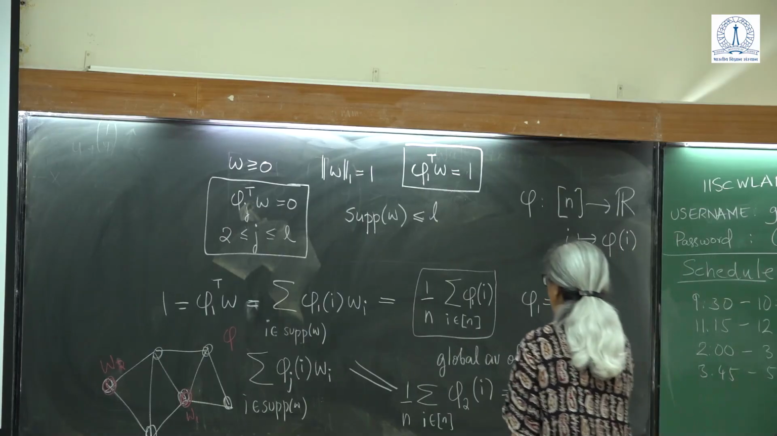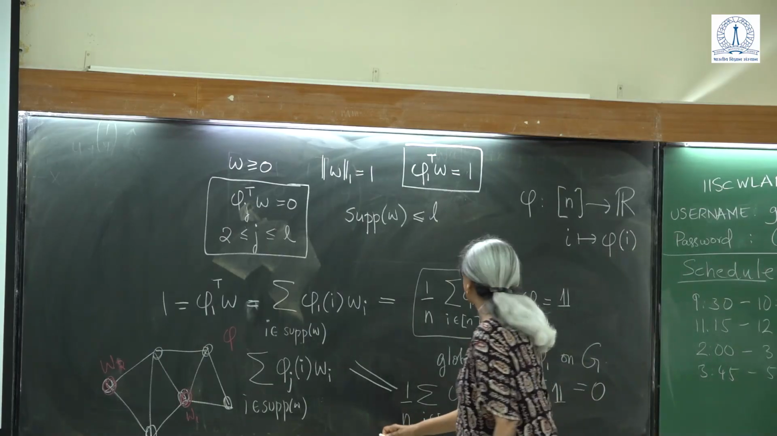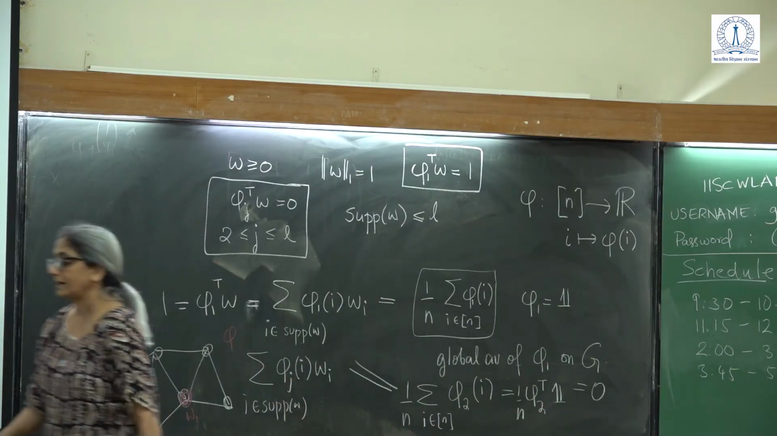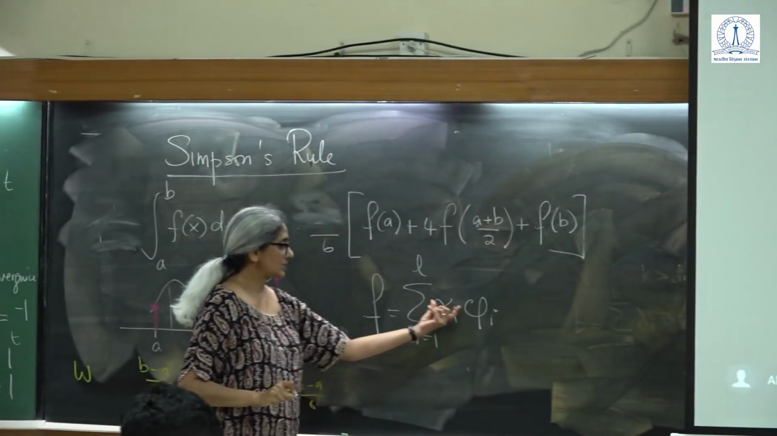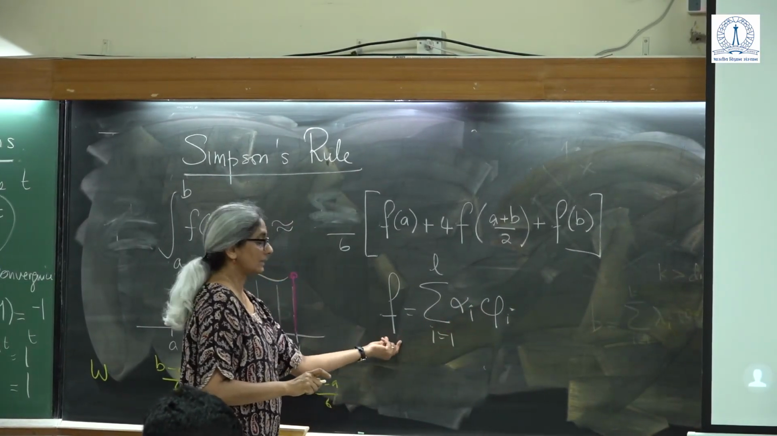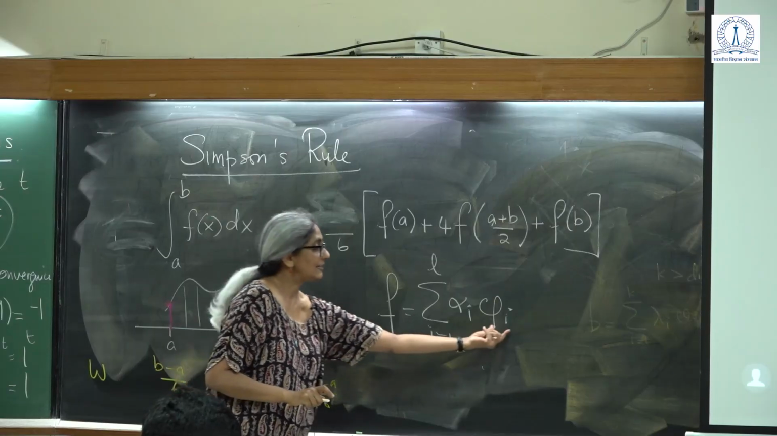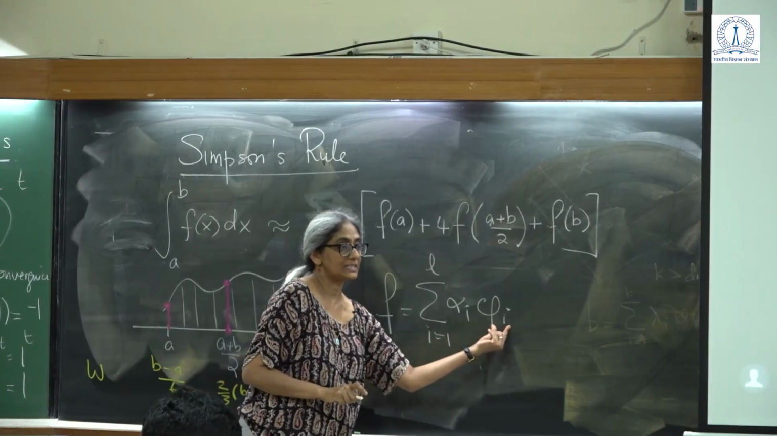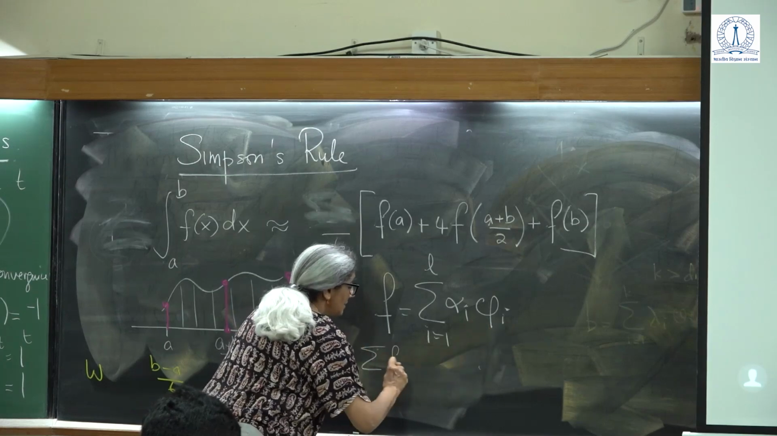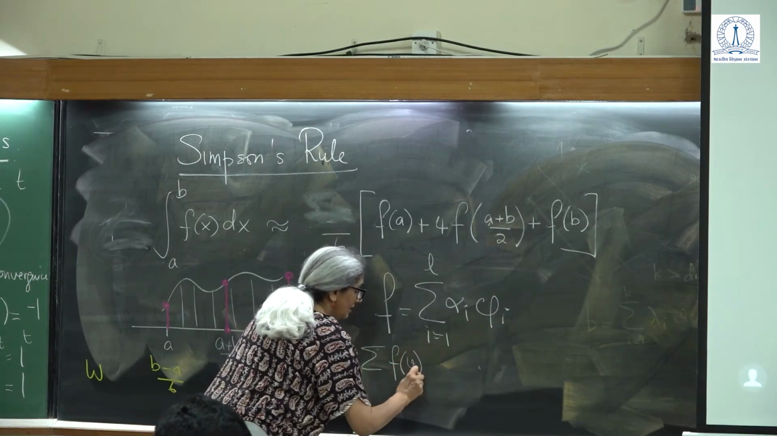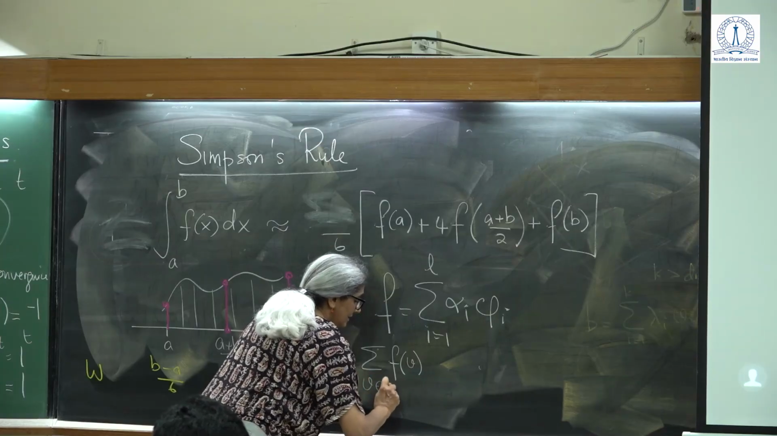What I'm trying to say is, if I have a function that is in the span of phi I, a combination of alpha I phi I, where I goes from 1 to L, I only took a few, and I want to find the global average of this, it's enough to find the global average of these phi I's, right? Because what's the global average? It's the sum of phi V over all V in the vertex set.